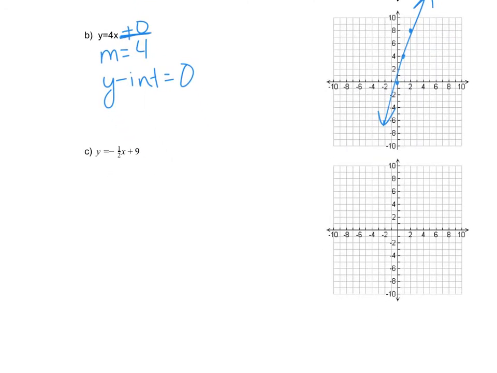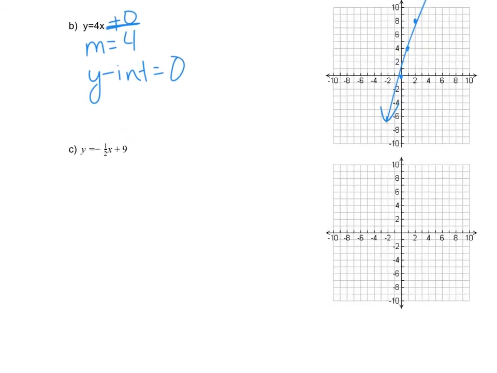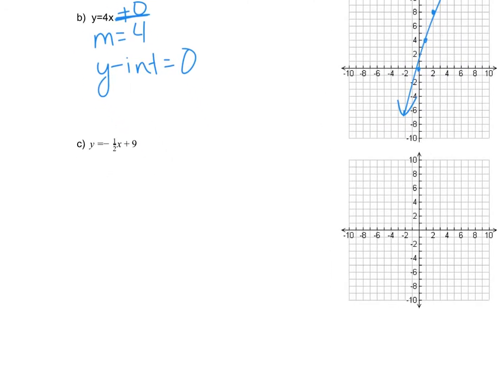Next one, if you want to pause the video and try it by yourself, feel free. Your slope is negative 1/2, so down 1 over 2, and your y-intercept is 9. So go to 9, down 1 over 2, down 1 over 2. So there is your line.